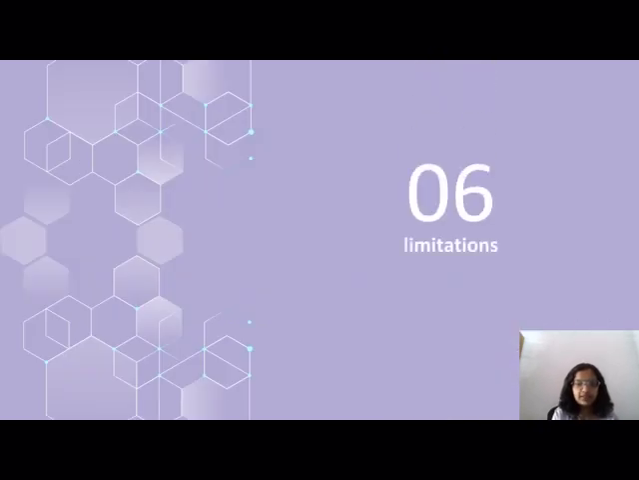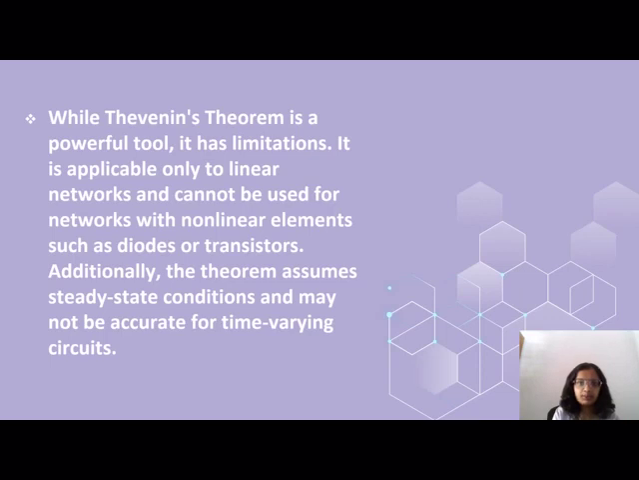Limitations. Despite its power, Thevenin's theorem has limitations, being applicable only to linear networks and unsuitable for circuits containing nonlinear elements like diodes or transistors. The theorem's accuracy is contingent on steady-state conditions, posing a limitation as it may not provide reliable results for circuits undergoing time-varying dynamics. Engineers should be cautious when applying Thevenin's theorem, recognizing its constraints and opting for alternative methods when dealing with nonlinear components or time-varying circuits.